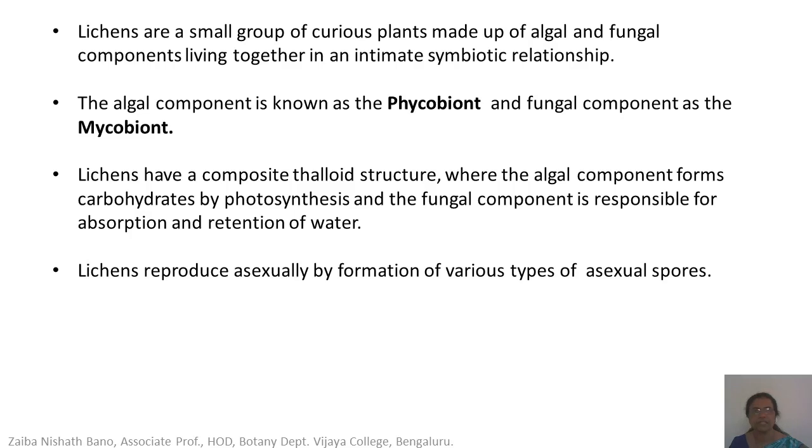These lichens are made up of two components, namely the algal component, which is known as the phycobiont, and the fungal component, which is known as the mycobiont. So both these components, that is the algal and fungal components, together form these lichens, and in the lichen plant body, you can neither distinguish the alga nor the fungi. What I am trying to tell you is both the algae and fungi almost lose their identity.